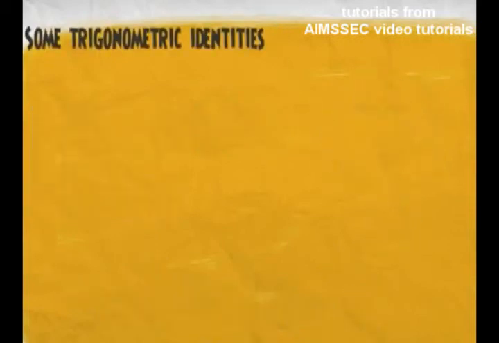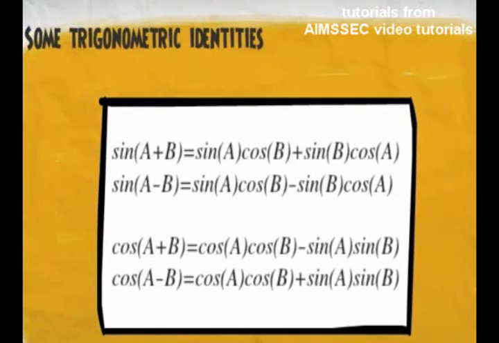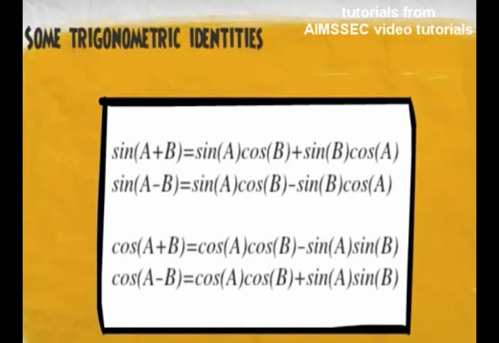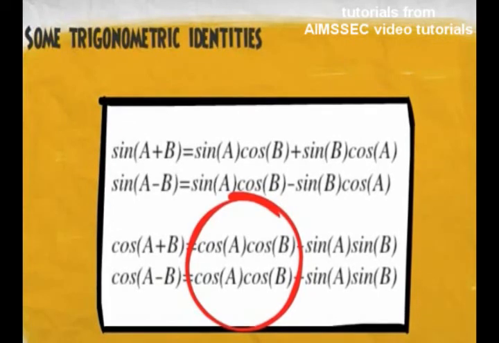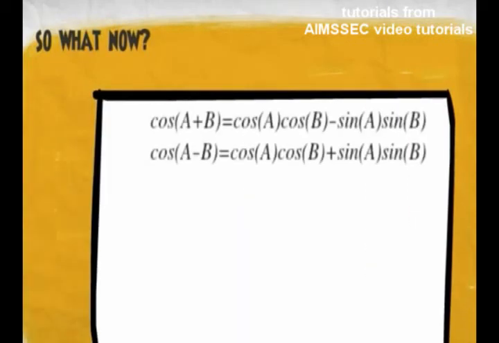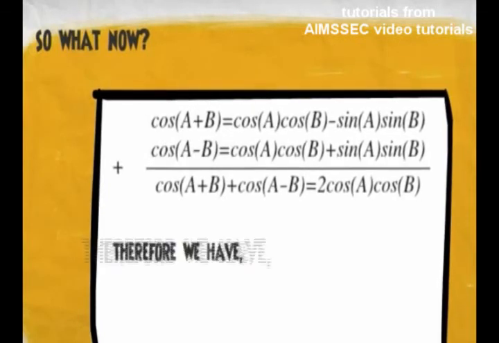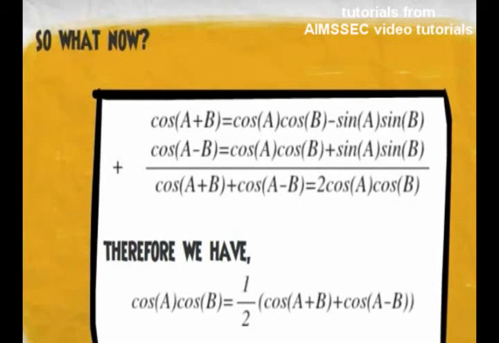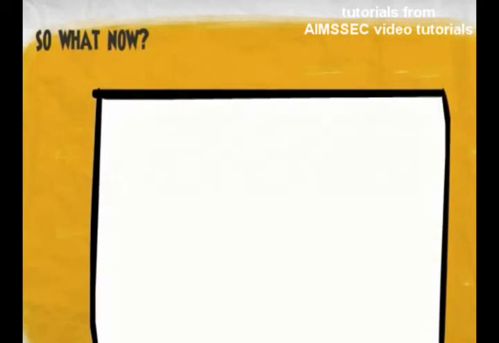So we're going to take a look at some trigonometric identities that can be used for this question and questions like this. So these are the compound angle formula for sine and for cosine. Here we have cos A times cos B in both these identities. So what now? Well, if we add these two identities together, then we get another identity which cancels out the sine A sine B term. Then we can rearrange this to get the product cos A cos B in terms of a sum of cosines. So this helps because we know how to integrate cosines when they're on their own.